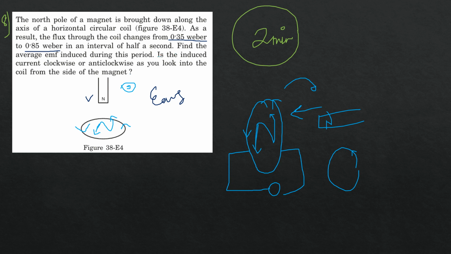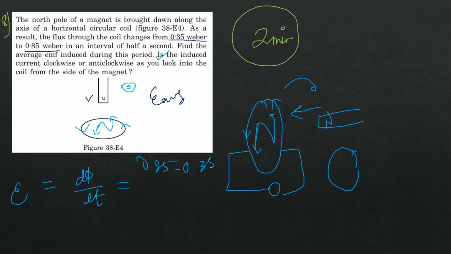So this is over. This one is gone. Find the average EMF induced during the period. That is easy. EMF means simply d phi by dt, the magnitude of d phi by dt. So d phi means change in phi. Change in phi is how much? 0.85 minus 0.35, isn't it?